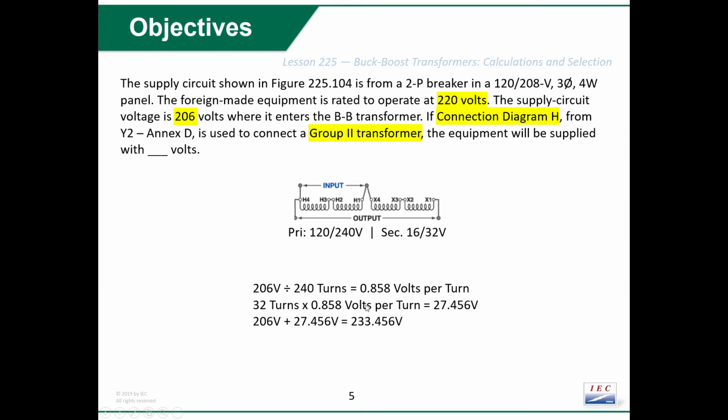So our final answer should be 233.456. And you're going to find that on almost all these buck boost questions. We wanted 220. We're not going to get exactly 220. We always get somewhere pretty close. But that right there is kind of the whole ball game, how you would figure out, in this case, a buck question. So we're raising the voltage.